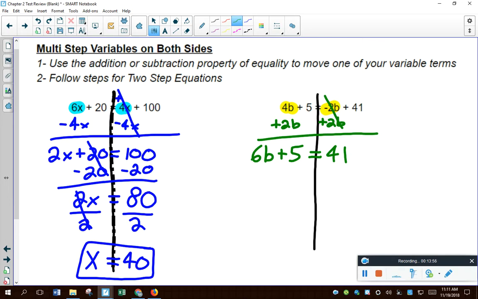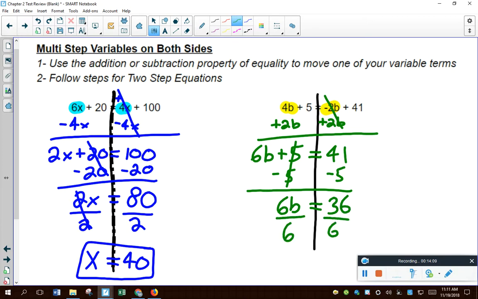Again, a normal two-step equation. I'll subtract 5 from both sides. 6b equals 36. We divide both sides by 6. And we get b equals 6, because 36 divided by 6 is 6.